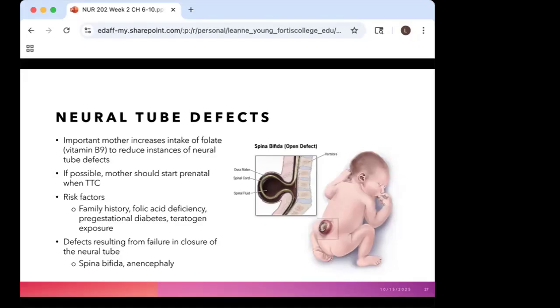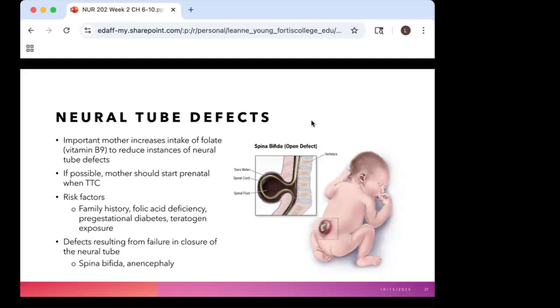This happens, it's a result from failure and closure of the neural tube. So spina bifida and anencephaly are neural tube defects. I have a picture over here of spina bifida where you have that opening and then the spinal cord and spinal fluid is coming out through it.